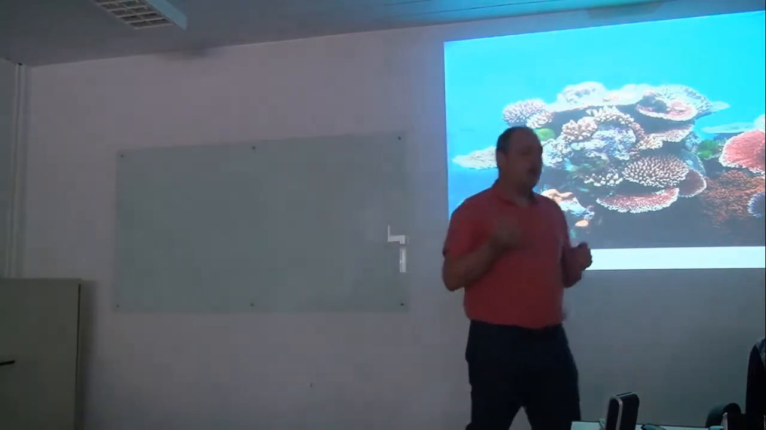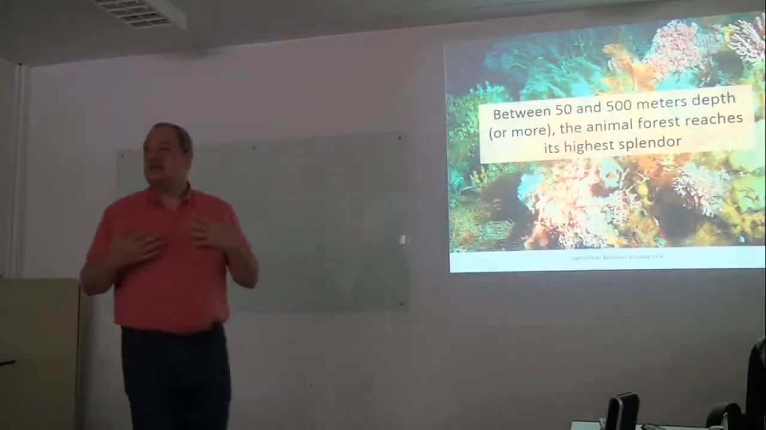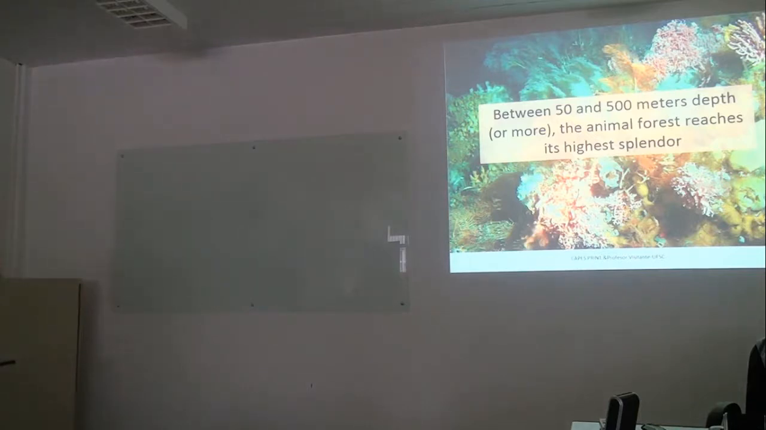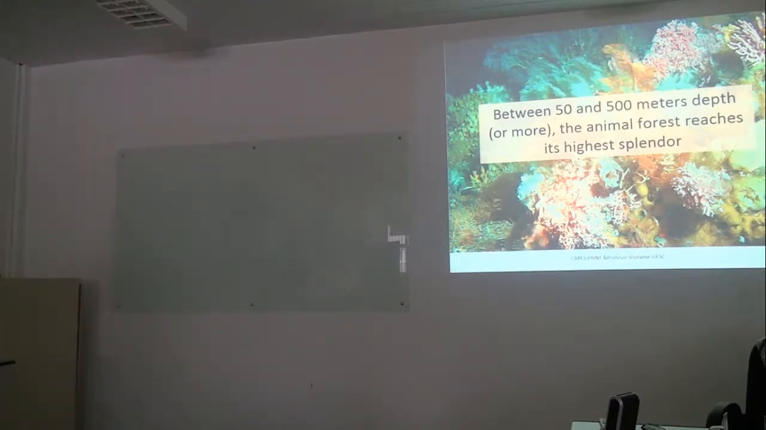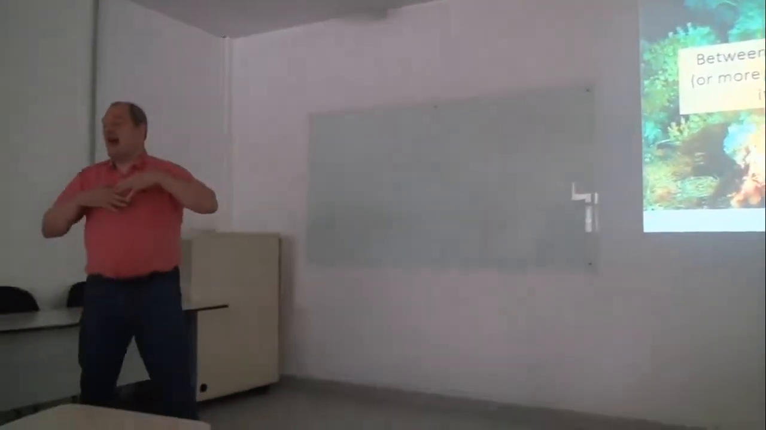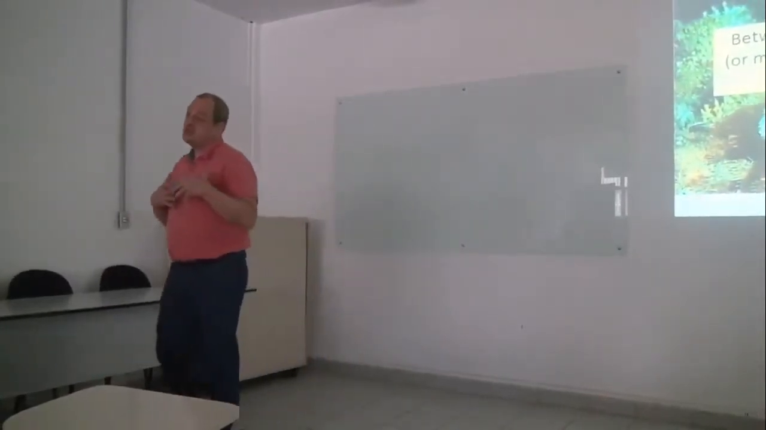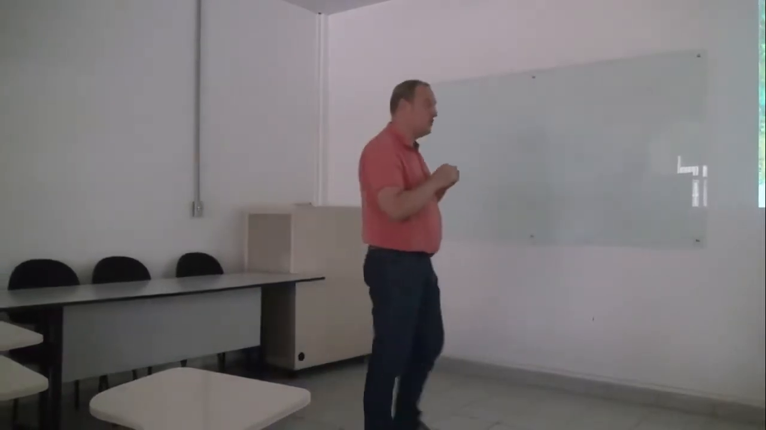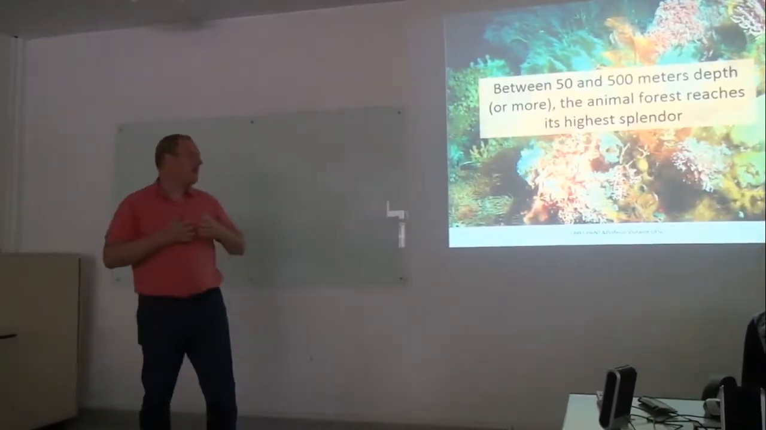If you think about it, truly the animal forest is much more widespread below 50 meters depth, 500 meters depth or below. Think that the marine animal forest is the most widespread ecosystem all over the world, because 70% of the surface of the planet is water, and a huge quantity of the surface of the benthos is really colonized by this marine animal forest.